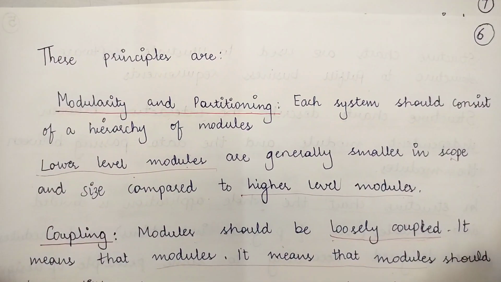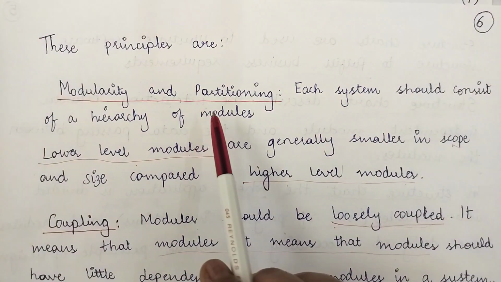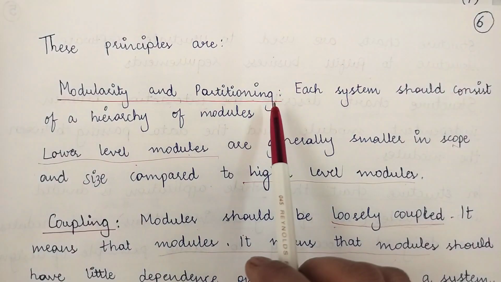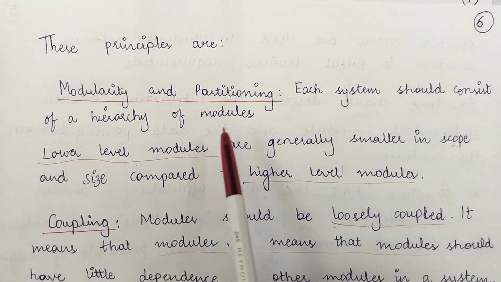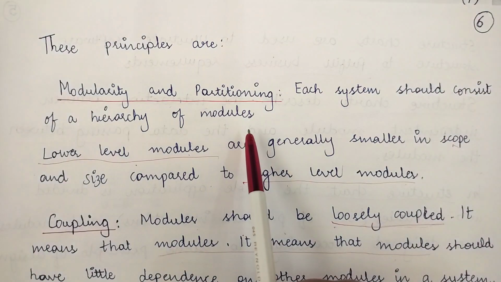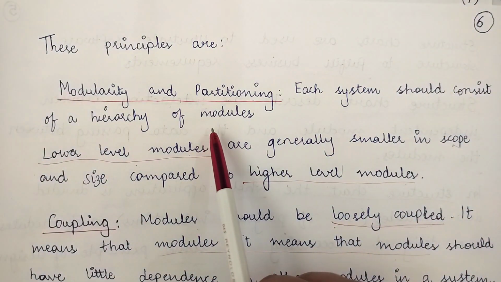Now, what are these principles of design? The first principle is modularity and partitioning. The modularity and partitioning principle says that each system should consist of a hierarchy of modules. We have modules for the system, and all these modules should follow a specific hierarchy.